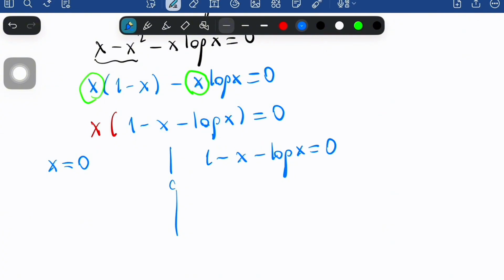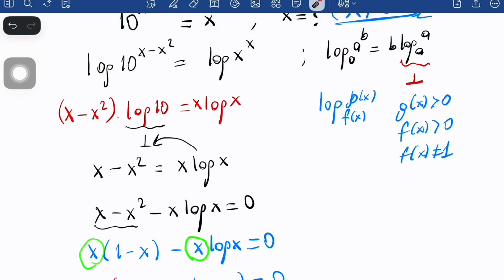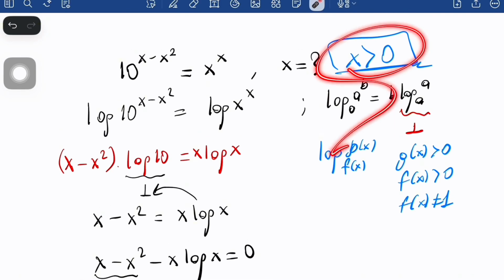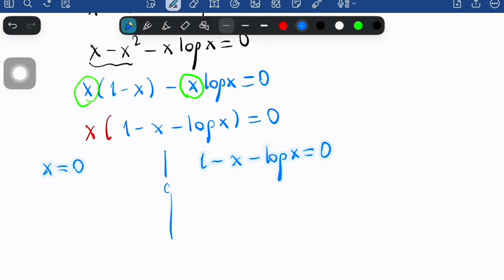The definition of logarithm: what did we accept in the first place? Look, we didn't accept it, because of our feature, we said it was like this. Then what can I say here? Because x is greater than 0, I can't use this part, x equals 0. Then where should I focus? I need to focus on the other side.